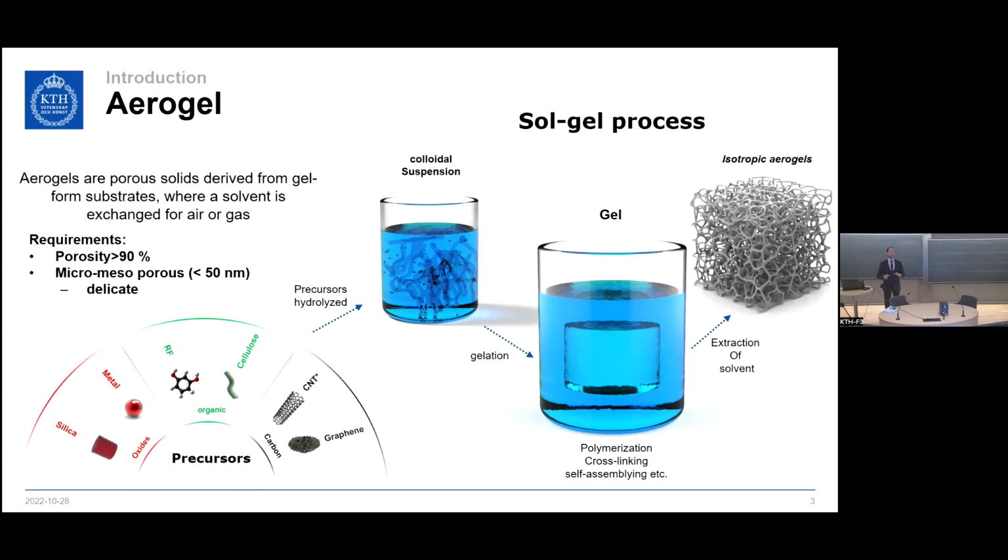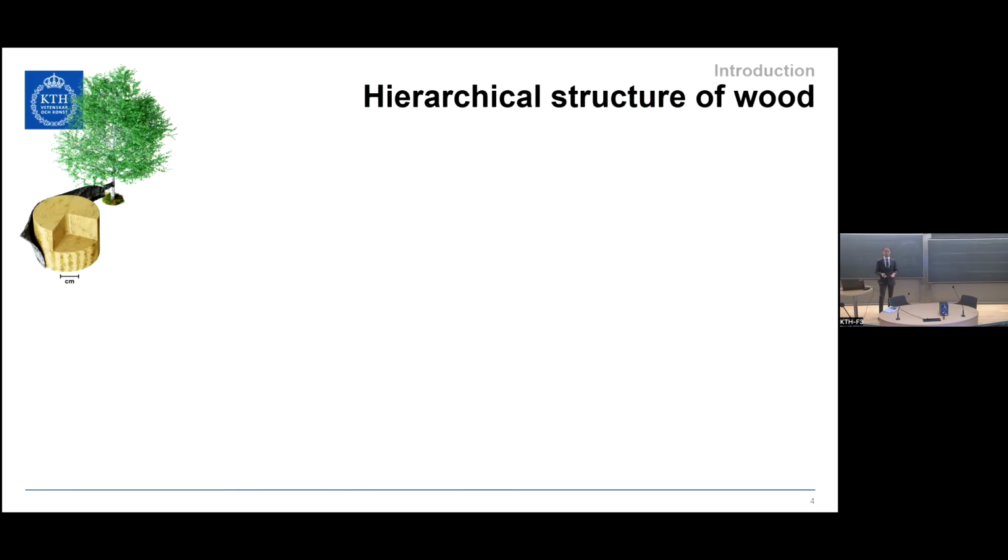Aerogels have certain requirements. Usually they have to be highly porous, above 90% porosity, and predominantly micro- to mesoporous. Because of the sol-gel process, which often gives isotropic aerogels, and because of the fine porosity, these materials are usually very delicate. One way to increase the strength is by aligning the material. But a quicker method is to use a material that already has what we call anisotropy. And wood is such a material.